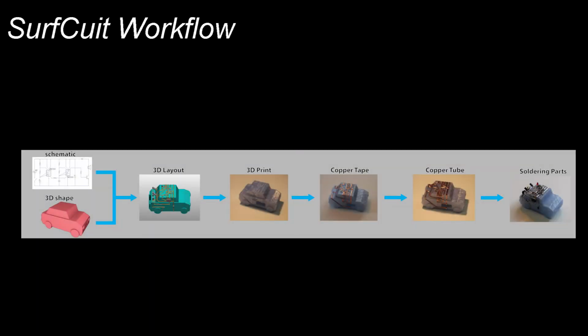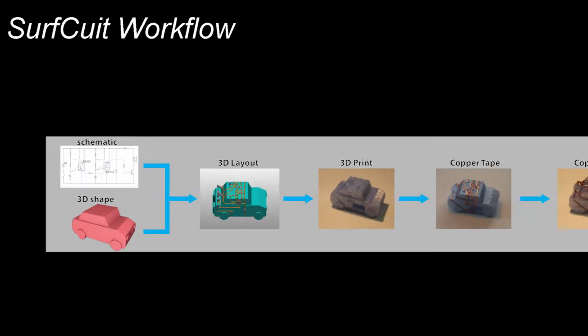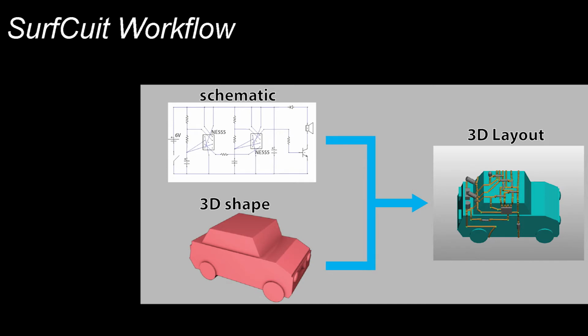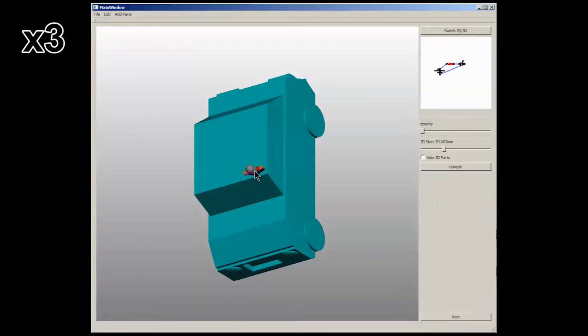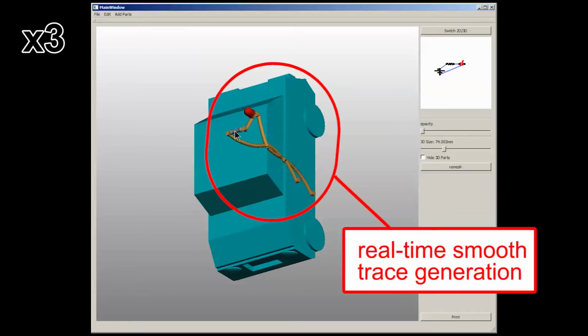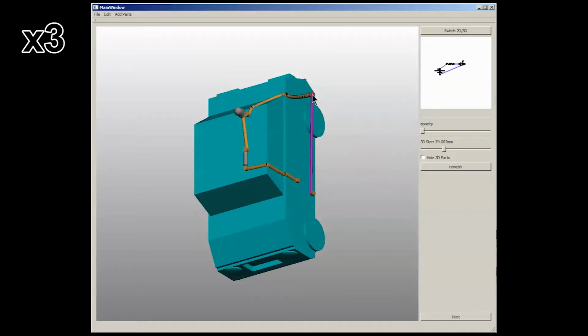Here is our fabrication workflow. First, we show our SurfCuit design system. The user begins with a 2D schematic diagram, placing symbols that represent electric components and drawing traces that connect the components together. Then, the user switches to our 3D interface to lay out the circuit components and traces on the surface of the object. Smooth 3D traces on the surface are generated in real time in response to user input.